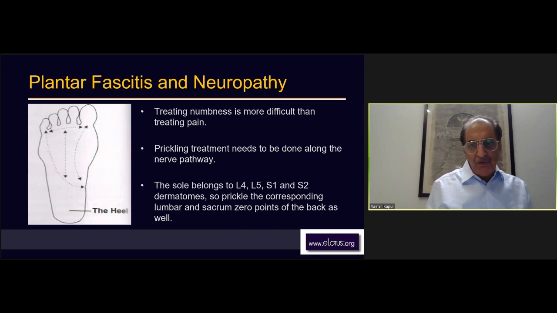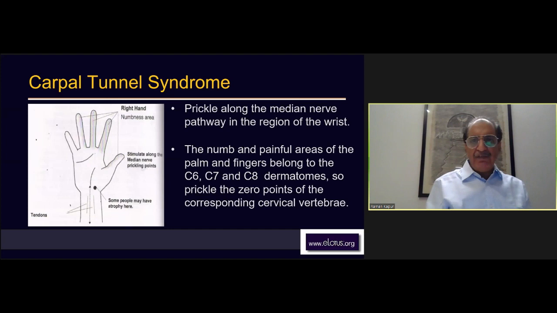Then carpal tunnel syndrome, the problem I suffered from, and my wife, who's also a doctor of acupuncture, practices with me for over 30 years. She was the one who treated me for this, and she pricked along the median nerve pathway in the region of the hand. The numb and painful areas of the palm and the fingers, we all know, belong to the C6, C7, and C8 dermatomes. So you will prick the zero points of the corresponding cervical vertebrae. And the results are there for us to see.